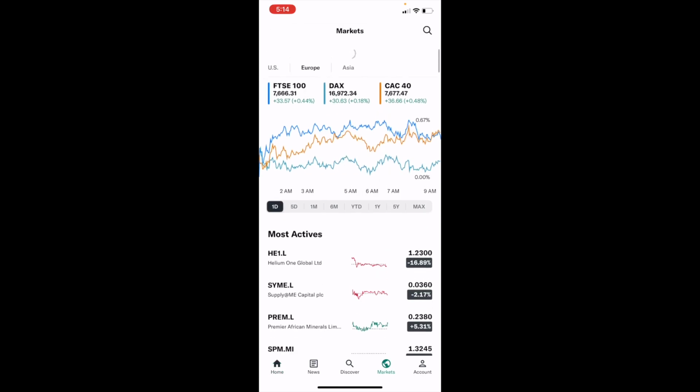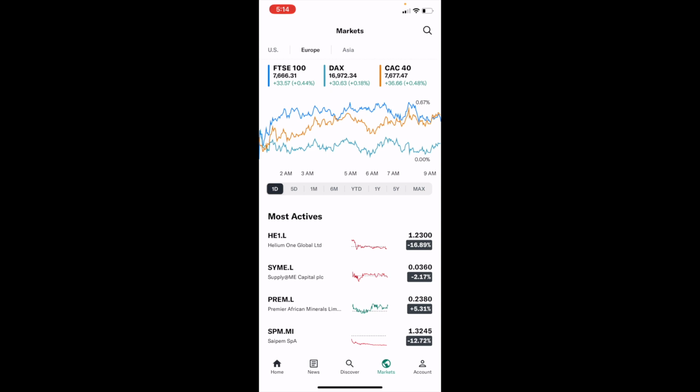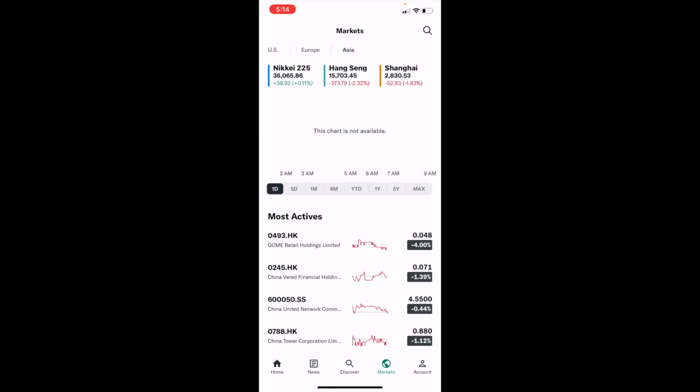Now by default for me, it actually does go to the European market. So in the top left corner, you have the US market, the European market, as well as the Asia market. If you're looking for the Asia stock market, press on Asia right here, and it's right in front of you now. So you can view the Asia stock market.